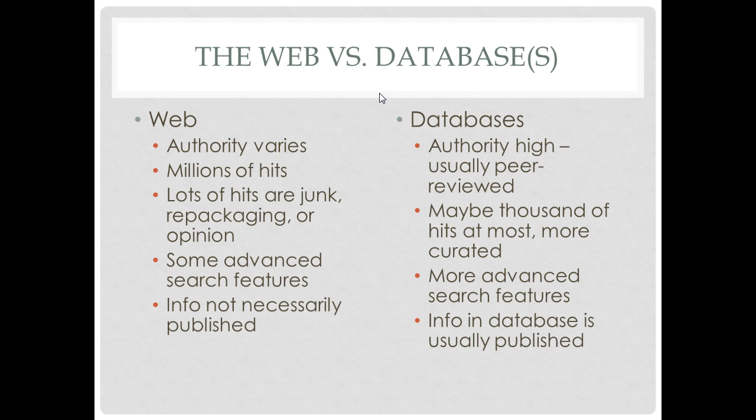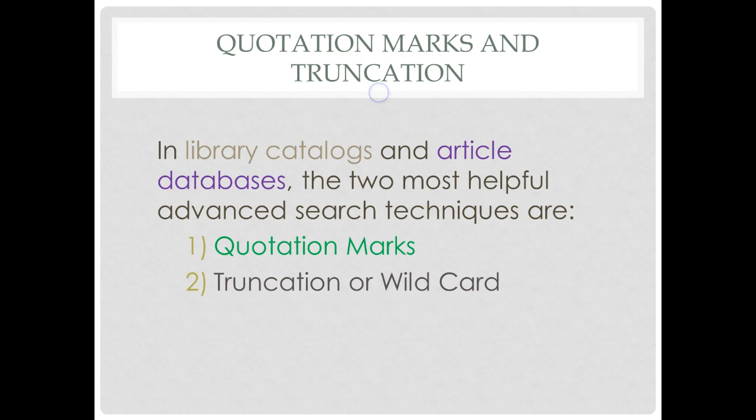Some of those things are not available in the Google search. And the things that you usually find in a database are usually published somewhere. There's a journal, it's in the New York Times, it's in the Tennessean, and so it does tend to be more reliable that way.